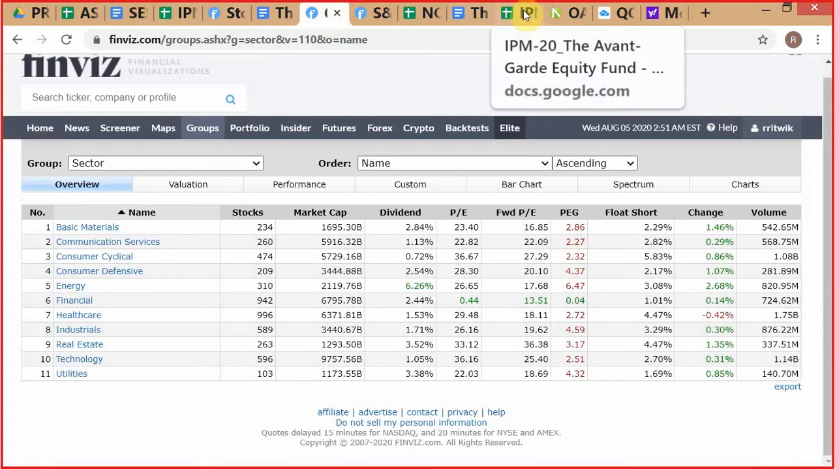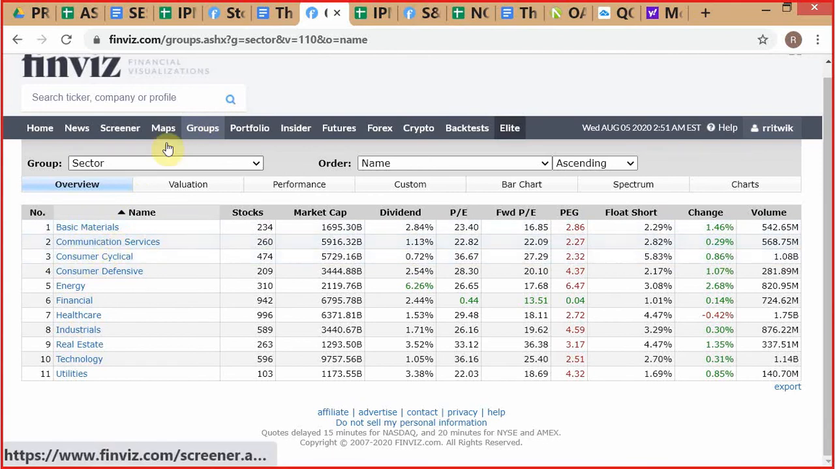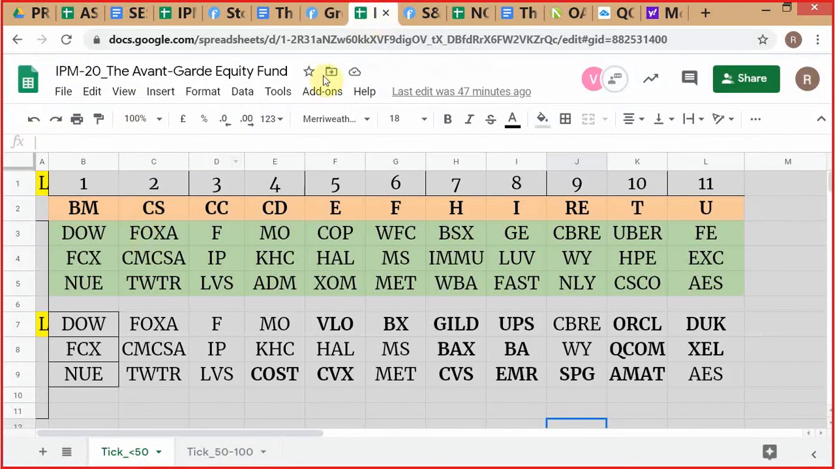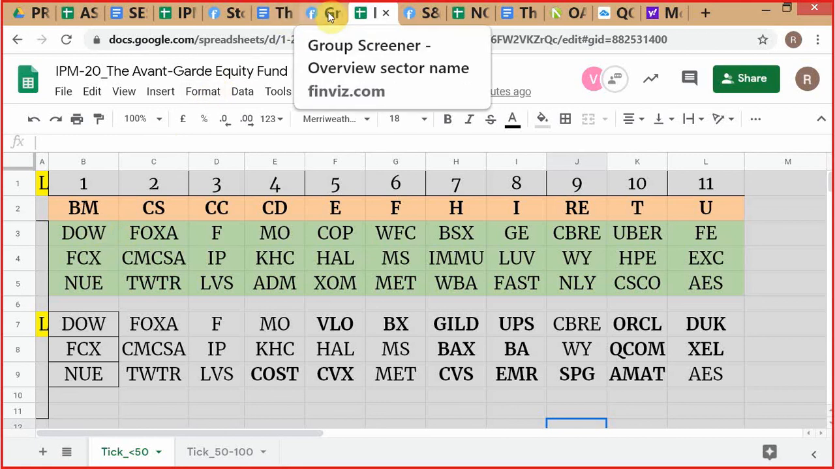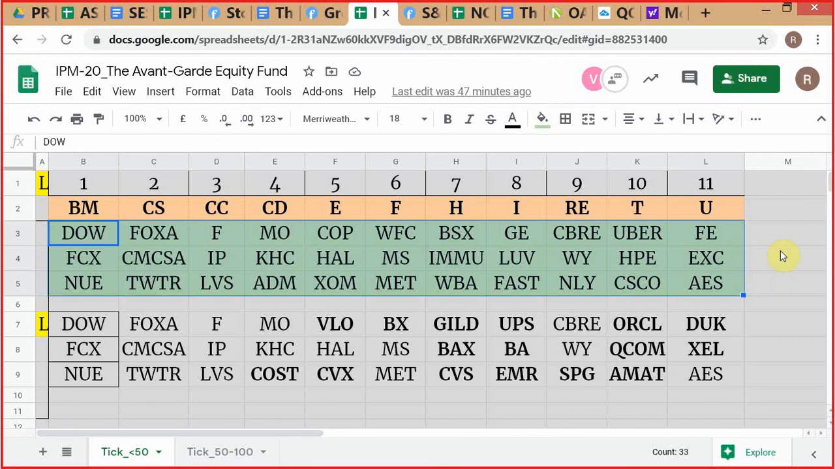When you see these terms here, BM, CS, CC, etc., BM is basic materials, CS is communication services, and consumer cyclical is CC. So these are your sectors, and these are the individual equities within the sector. This is basically the process. This is why I have come up with these categories, and then I have stocks under these. But I didn't want to give you too many stocks. So 33 is a good enough universe to track. Your eyes are going to be only on this universe in your IPM trading project.